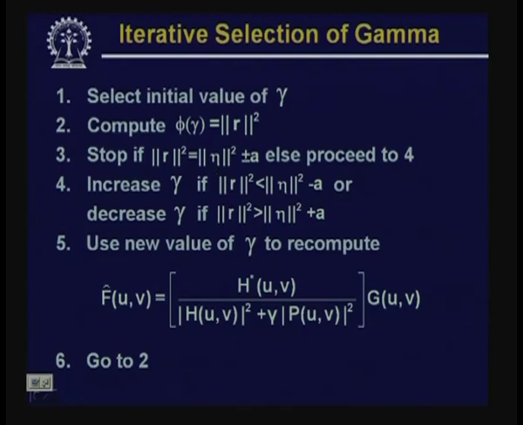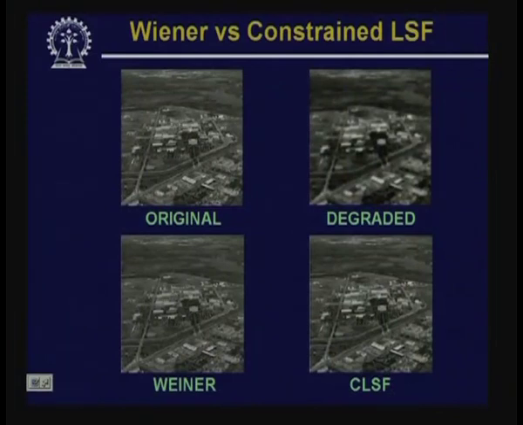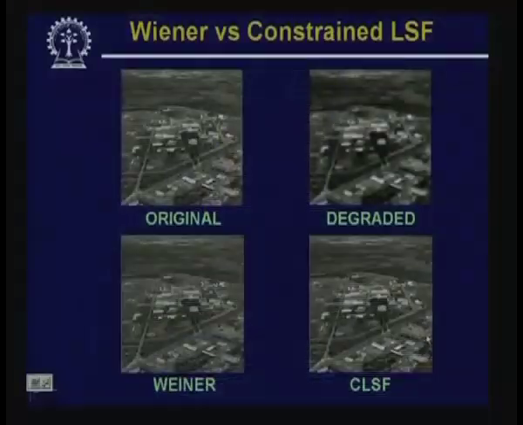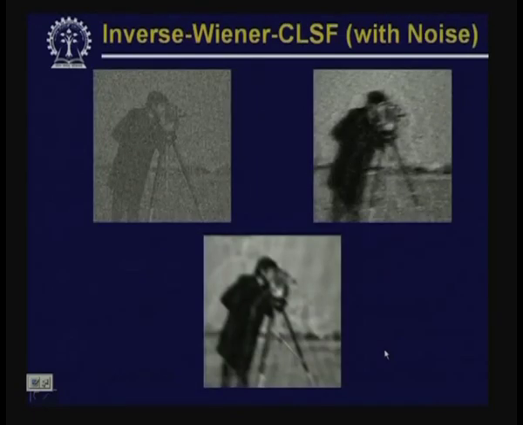Now, using this kind of approach, we have obtained some reconstructed images. Here you find the same original image, and this is the degraded version of that image. On the bottom row, the left hand side gives you the reconstructed image using Wiener filtering, and again on the bottom row on the right hand side, this gives you the reconstructed image obtained using the constrained least square filter. The same is shown for the motion degraded image.